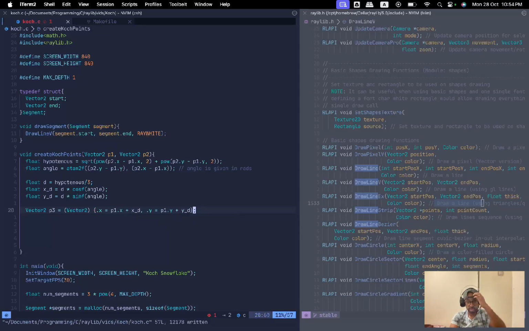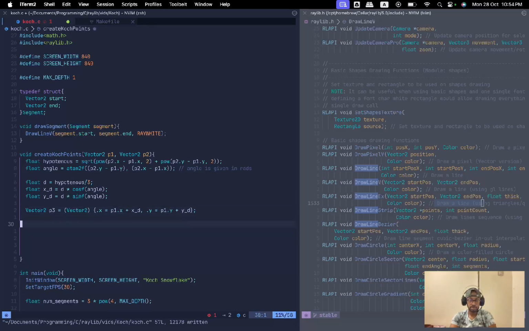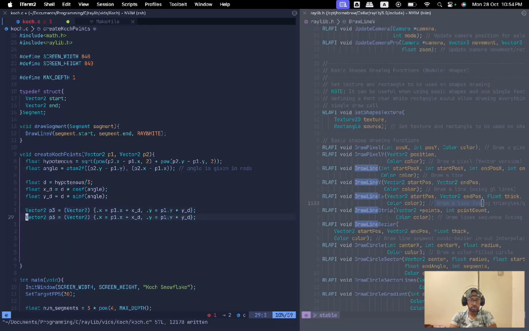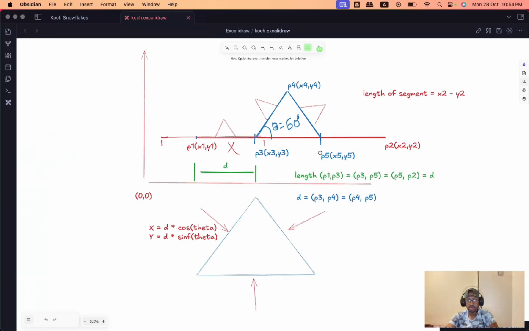So this gives me P4, P3. Now to find P5, because P5 is easier, because P4 needs rotation, we'll handle that later. It's easy to find P5 because the length between P3 and P5 is also D. So that means we can again use P1 to find the x component.